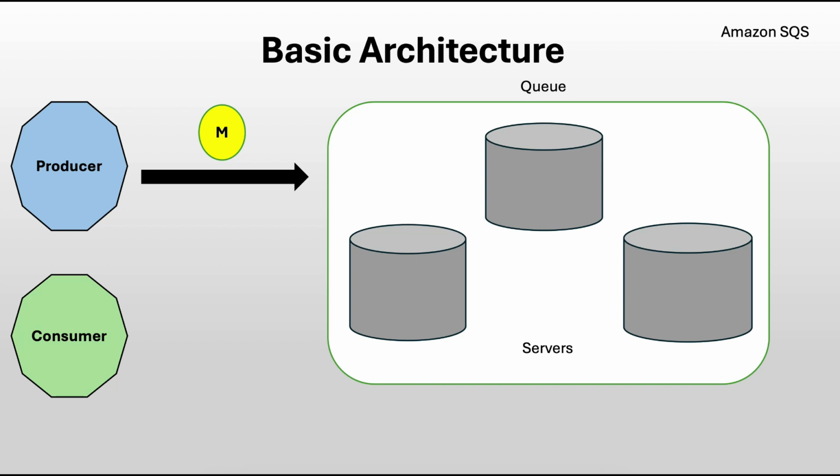on multiple servers. As you can see here, message M is redundant. Multiple copies of message M are stored on multiple servers of this queue. So in this example, we have three servers in the queue, and each server has one copy of message M.